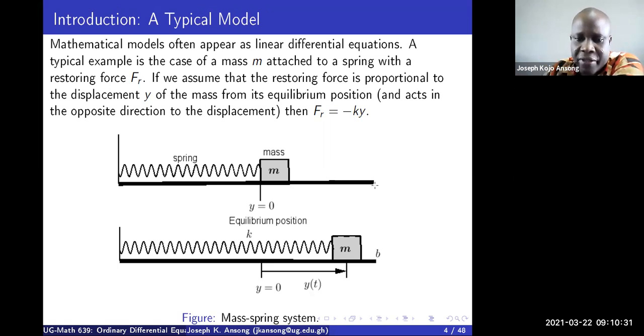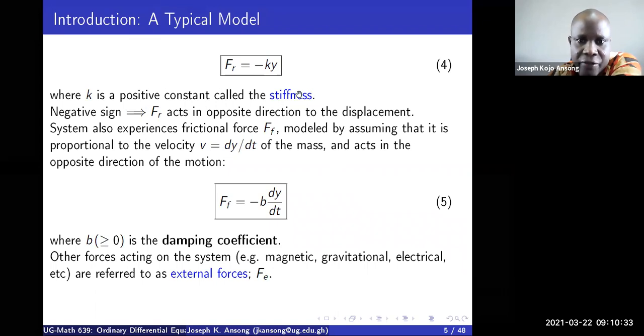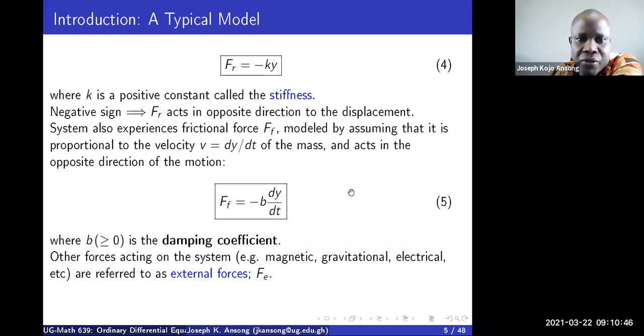Okay, so this is the setup of the system. K is often called the stiffness of the system. And the negative sign is because the restoring force acts in the opposite direction to the displacement. Apart from the restoring force, the system also experiences some frictional force or damping force, right? And it can take different forms. The damping could be mechanical, magnetic, electrical, all kinds of different forces could be opposing the motion. So we just call it a frictional force.